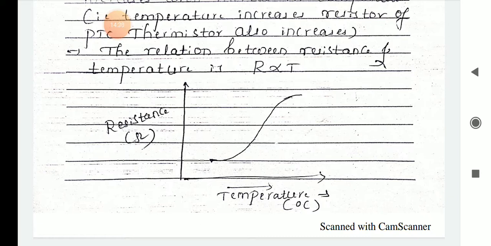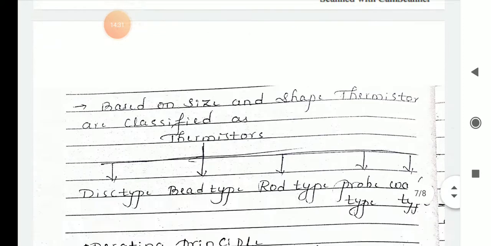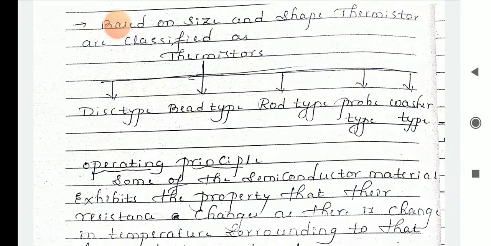Okay. So next we will discuss, based on size and shape, thermistors are classified into 5 types. First one is the disc type, second one is the bead type, third one is the rod type, fourth one is the probe type, and last one is the washer type.